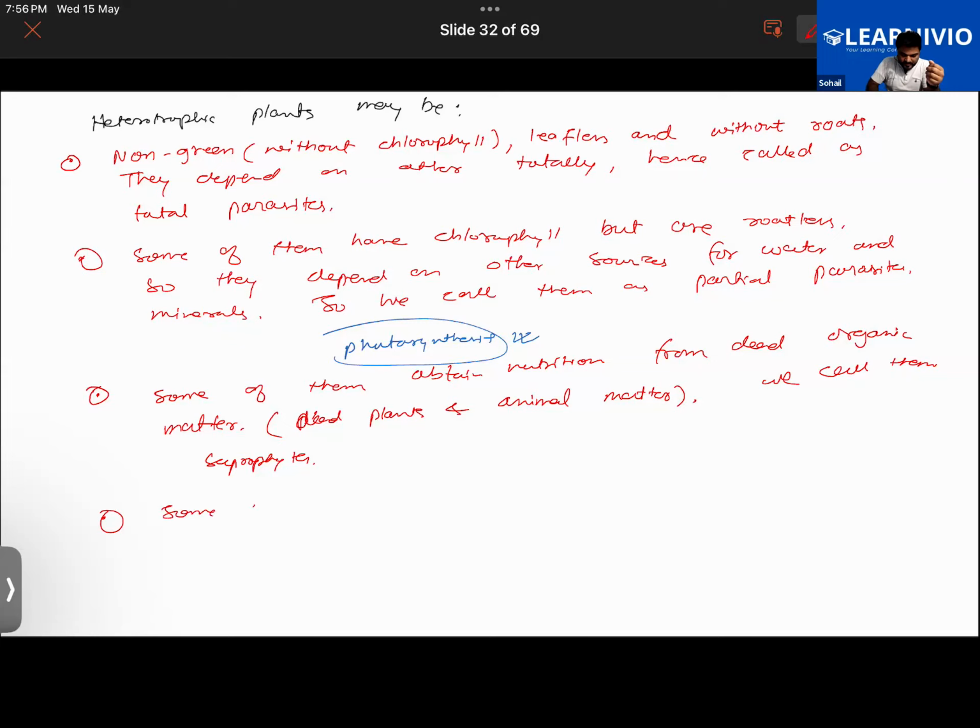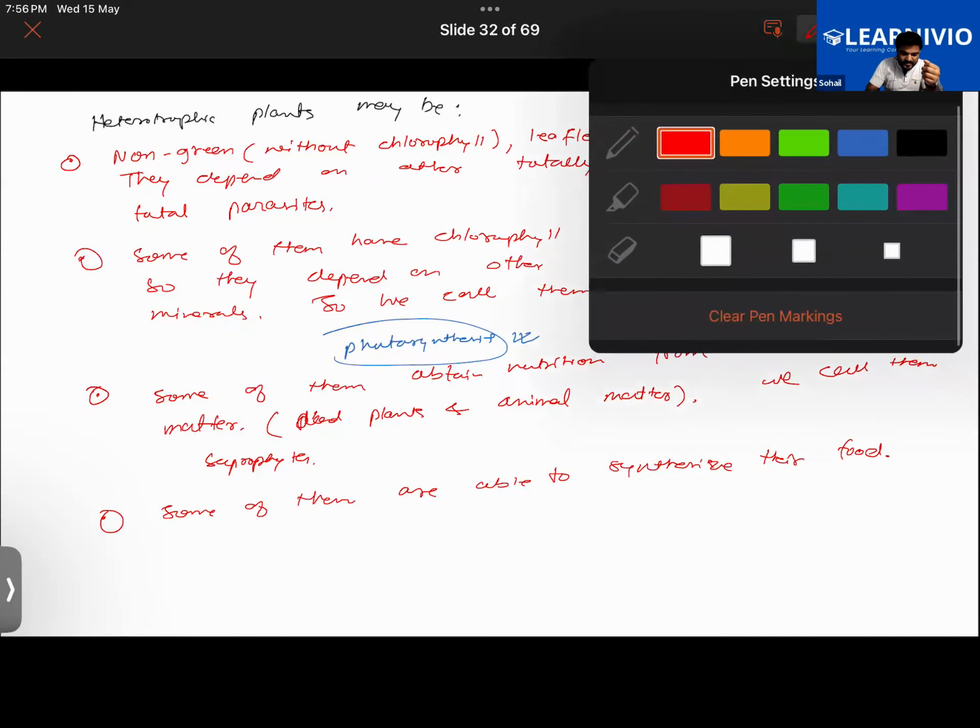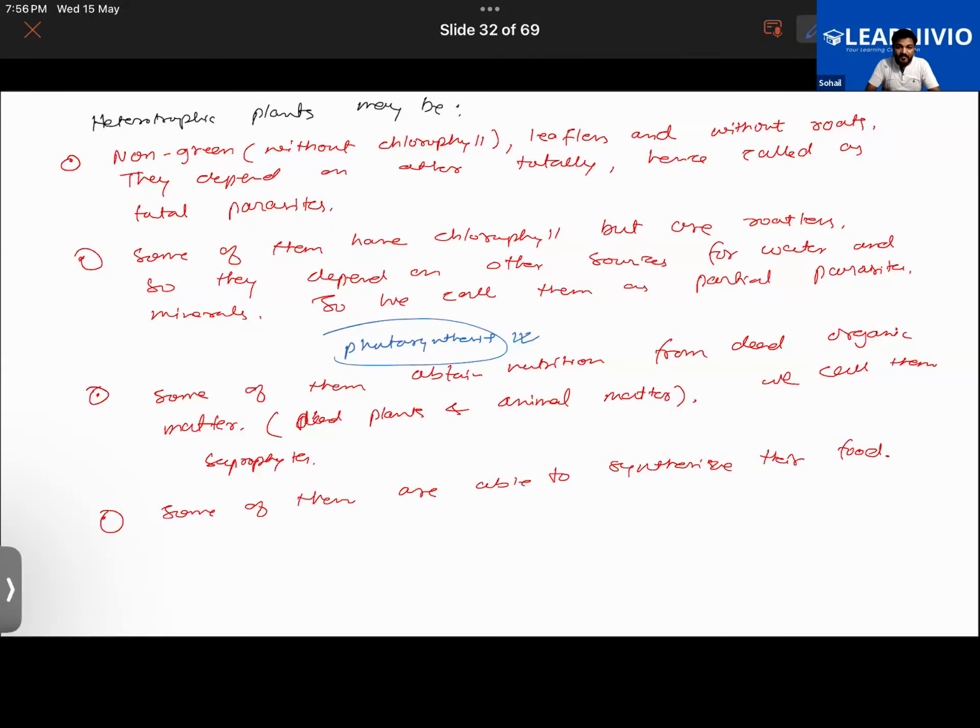So some of them are able to synthesize their food. Synthesize their food basically here means that they prepare their own food. They have chlorophyll in them. So some of them are able to synthesize their food with the help of chlorophyll, and they can obtain water via their roots.